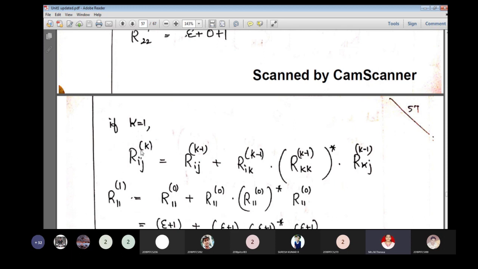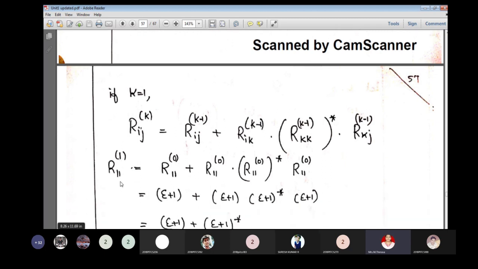Rij power k. So you have to go with the formula. Rij power k is equal to Rij power k minus 1 plus Rik power k minus 1 dot Rkk power k minus 1 the whole star dot Rkj power k minus 1. Clear? Yes. So here, what are we going to find out? R11 power 1, R12 power 1, R21 power 1, R22 power 1.